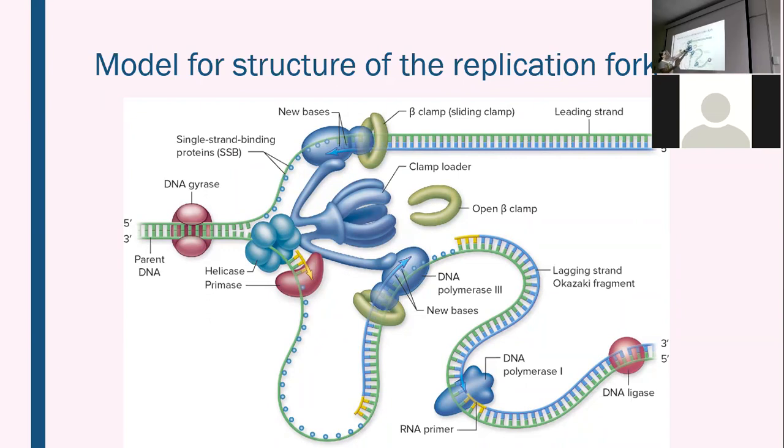This image adds in this clamp loader. Don't worry too much about the clamp loader. It's just a piece here that is holding the polymerase onto the DNA and putting these clamps on that hold the polymerase onto the DNA. Okay, so we've got all of these. None of these are new words except the clamp loader, and he's a weirdo, so that's fine.